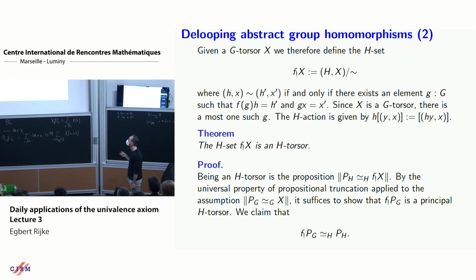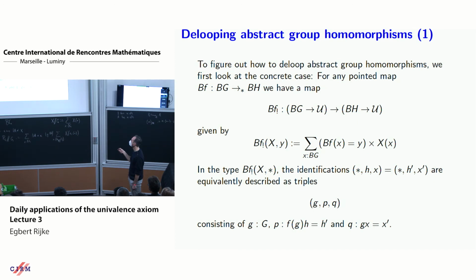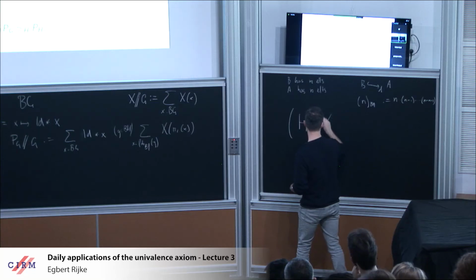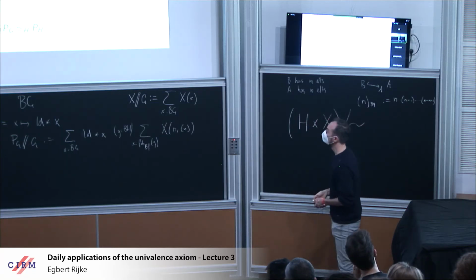So now what we're going to do is say that given an abstract G torsor X, so we move to the abstract world, our goal is to define an H torsor, and the H torsor is going to consist of pairs, but quotiented by this kind of equality. So it's going to be pairs H times X modulo an equivalence relation.